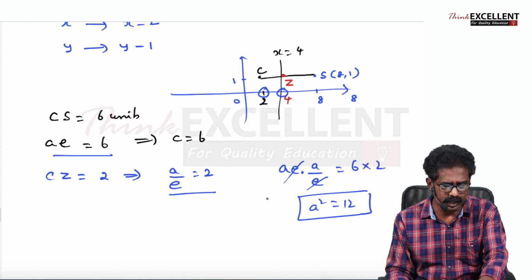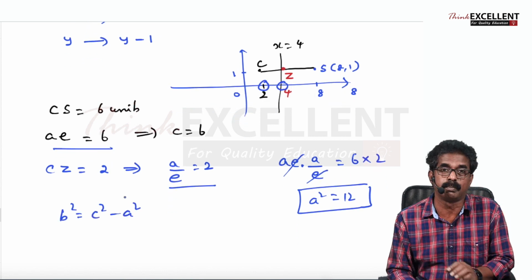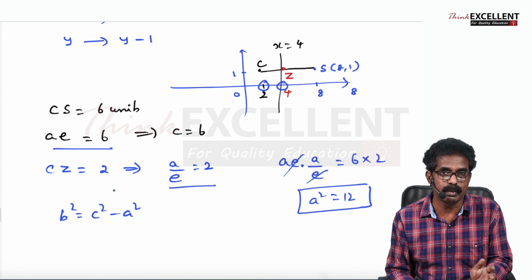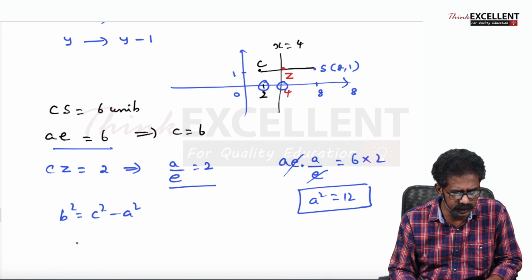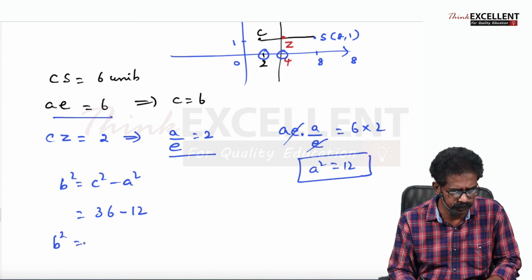Now we want B square. So there is a formula: B square is equal to what? C square minus A square, because C square is A square plus B square, right? So C square, 6 square, is 36, minus A square, which is 12. So you are getting 24. So B square is 24.